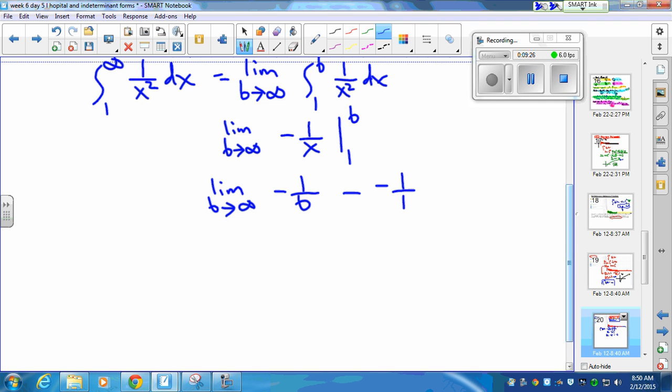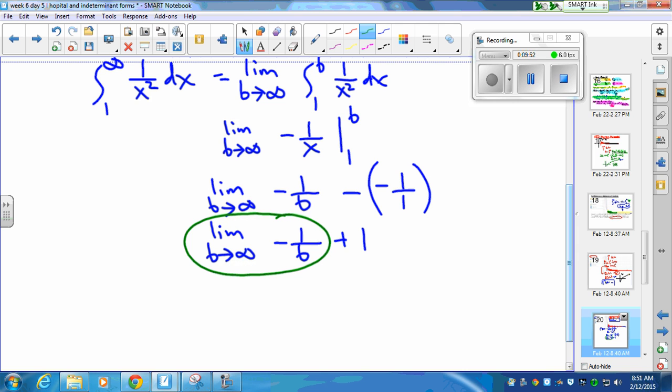Now make sure you're okay with that minus the minus part. I can put this in parentheses if you want. It's f of b minus f of a. Well, now it's going to be minus that negative 1 over 1. So in this case, I got the limit as b goes to infinity of negative 1 over b plus 1. Now, stare at this part here.